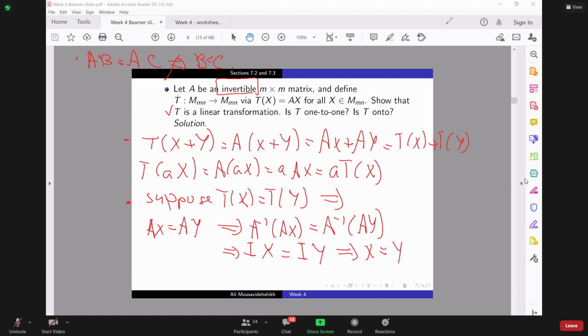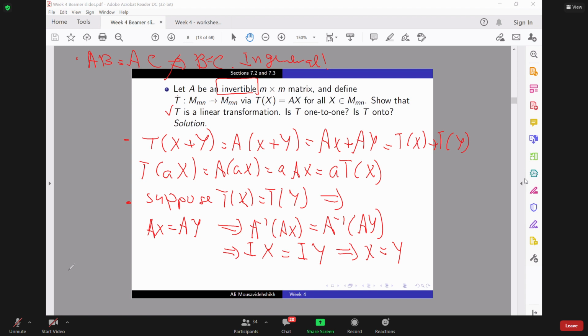Yes, absolutely. If it's invertible, I'm saying this is in general not true. But if it's invertible, then B will equal C. The exact same proof that I just gave with X and Y will prove B equals C.